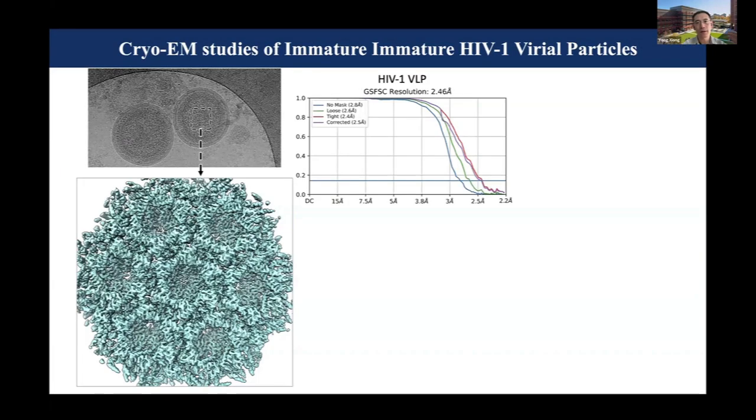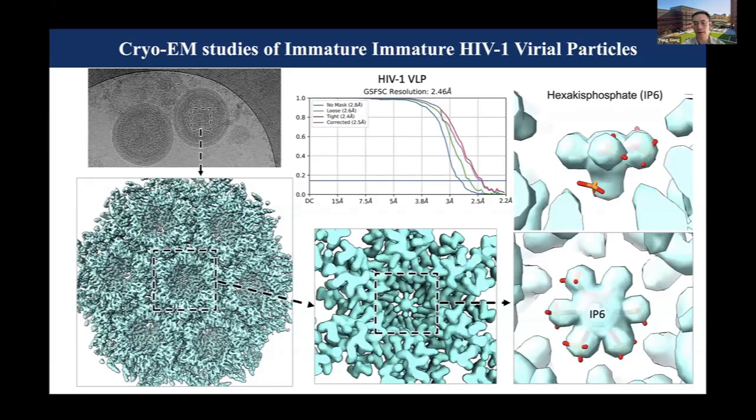So we did this, and again, got very high resolution. We can see almost all of the side chains and also the small molecules that the virus soaks up from the cell to stabilize the capsid, the IP6 cofactor from our human cells. So all are seen very well.